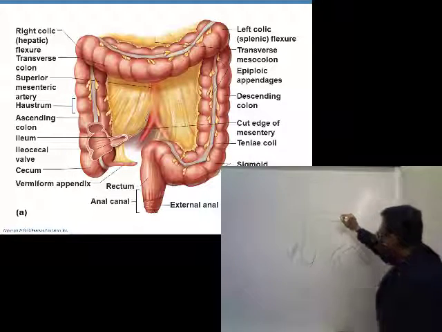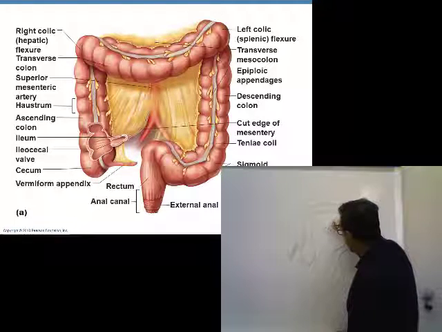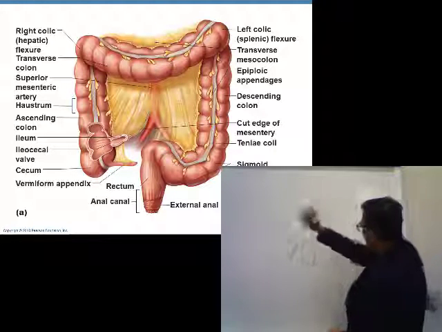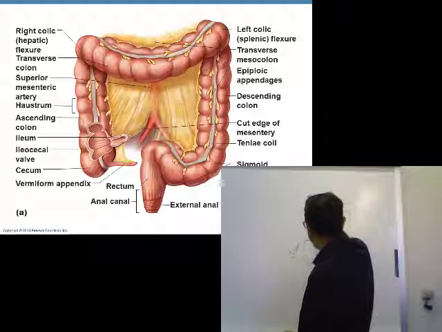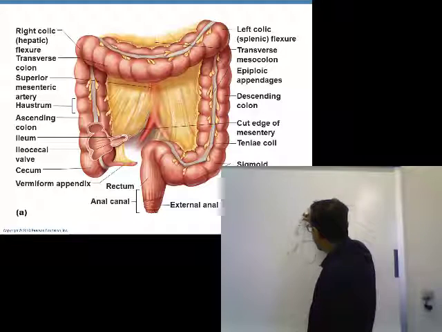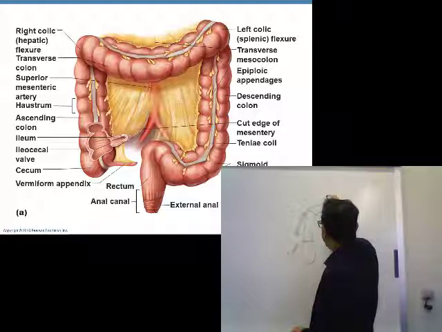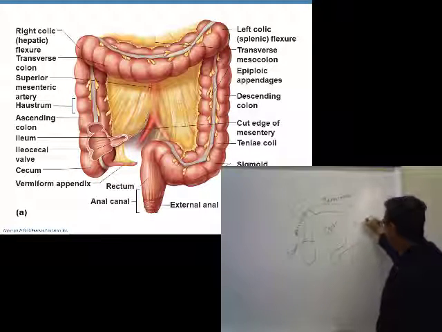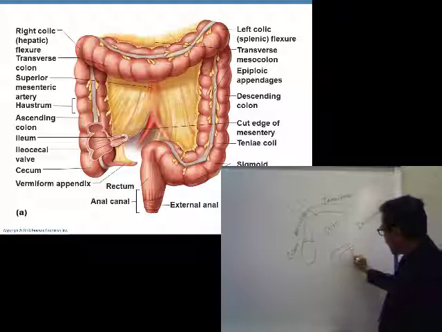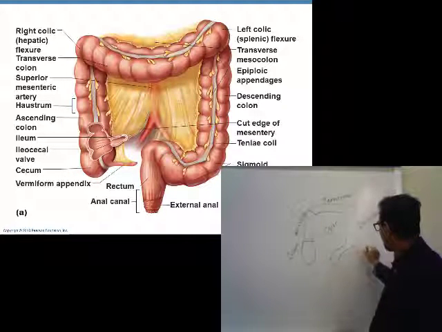Then colon. Colon is the second part, and colon has different segments. This is ascending colon, this is transverse colon, this is descending colon, and this part is sigmoid colon.